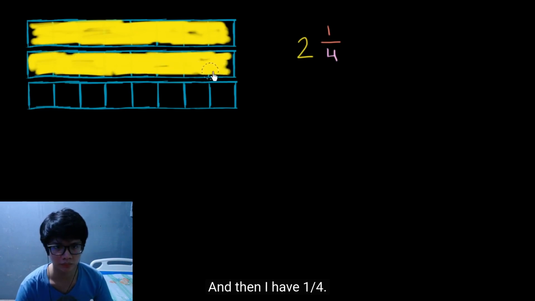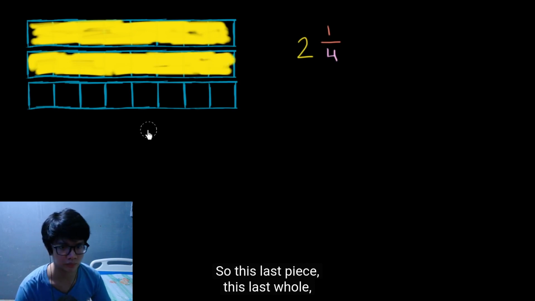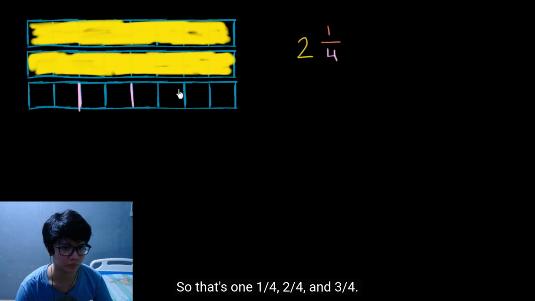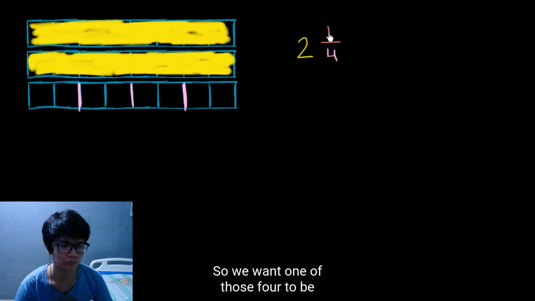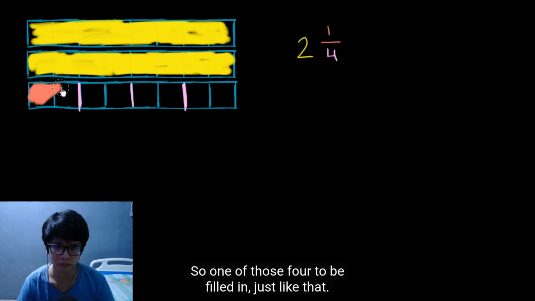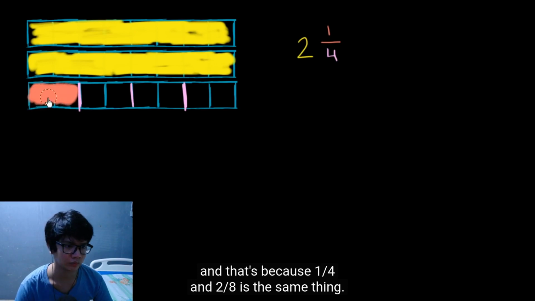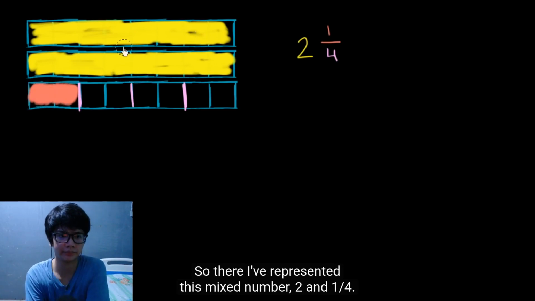And then I have 1/4. So this last piece, this last whole is divided into 8 sections. So let me divide it into fourths first. So that's 1/4, 2/4, and 3/4. So we want one of those 4 to be filled in, one of those 4 in orange. So just like that. You might notice that I filled in 2 of the 8s, and that's because 1/4 and 2 eighths is the same thing. So there I've represented this mixed number, 2 and 1/4.